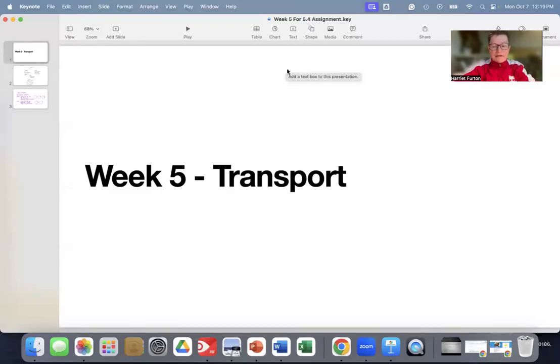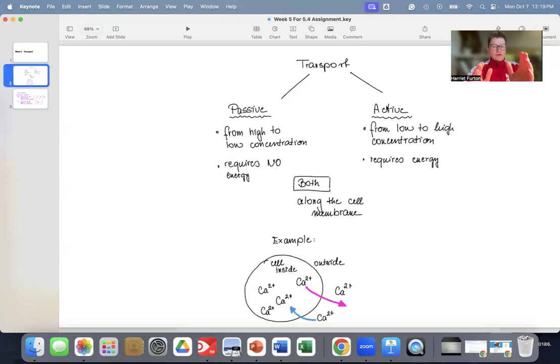Bear with me a little bit on this transport, and this should be a helping guide for you guys for the 5.4 assignment about the transport. So there are two types of transport, the passive, that is here, and the active transport.